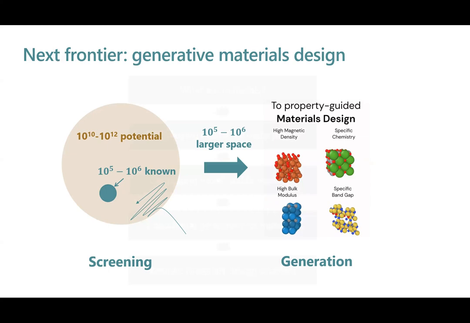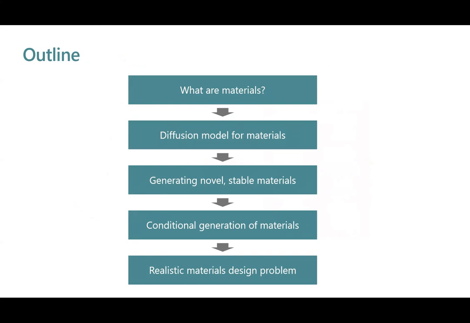In today's talk, I'm going to go through this list as outlined here. First, I'm going to try to define what materials are, and how you define them mathematically. Then I'm going to talk about the core thing, which is the diffusion model that we have for materials. Then I'll talk about how you train this model and how you can generate novel and stable materials, and then the conditional generation. Finally, I'm going to give you one example of how you can apply this model to a more realistic materials design problem. So, okay, let's get started.